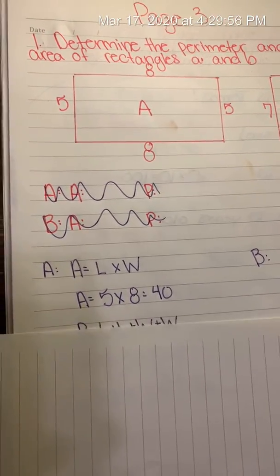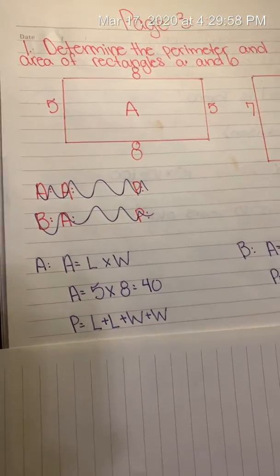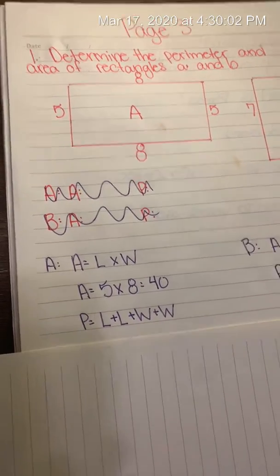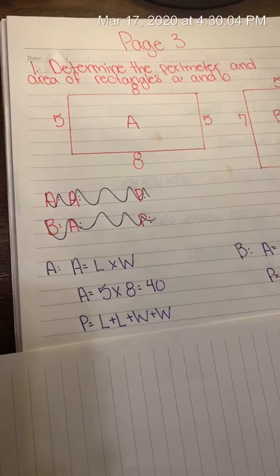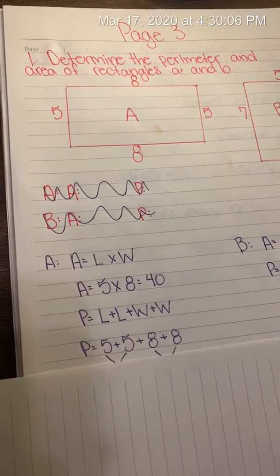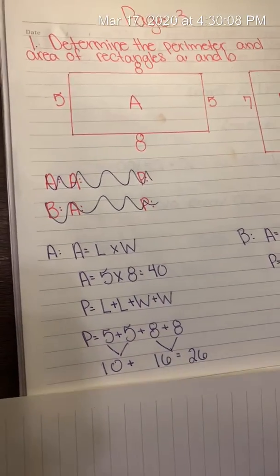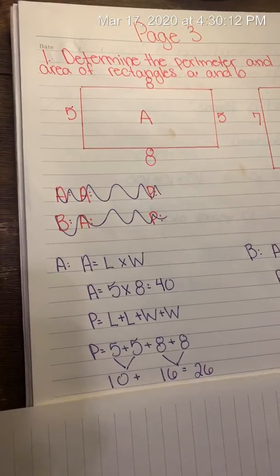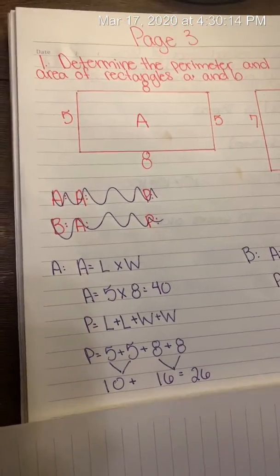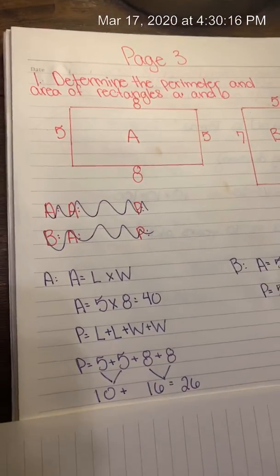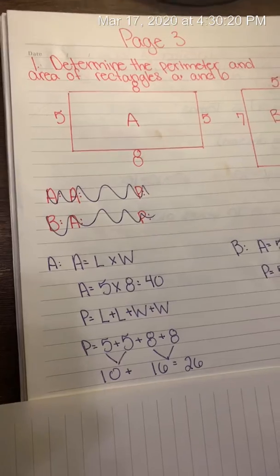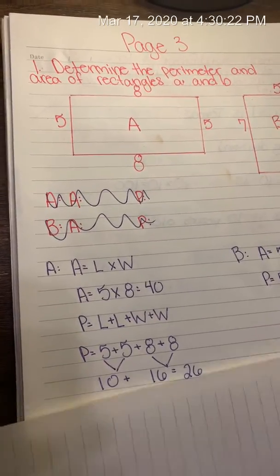And then the perimeter equation, we know that that is length plus length plus width plus width. So I'm going to take 5 plus 5, I know is 10, and then 8 plus 8 is 16, which equals, if we add those together, 26. So 10 plus 16 equals 26. So our area for rectangle A is 40, and then our perimeter for rectangle A is 26.